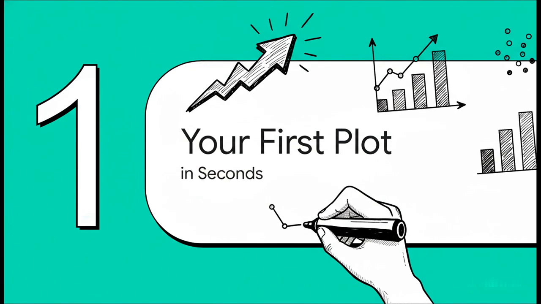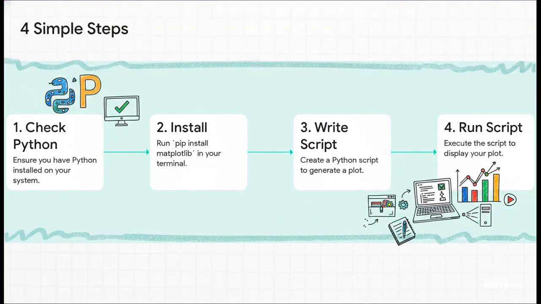This is all about getting that quick win, something to build your confidence right out of the gate. It's just 4 super simple steps. 1. Make sure you've got Python installed on your machine. 2. Pop open your terminal and type pip install matplotlib. 3. You're going to write a tiny little script. And 4. You run it and see the magic happen. Seriously, that's all there is to it.